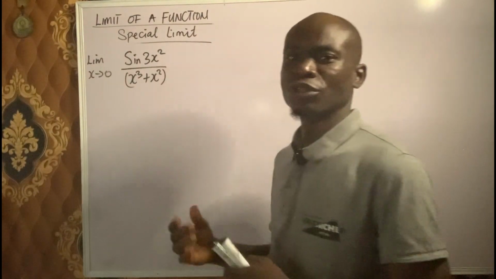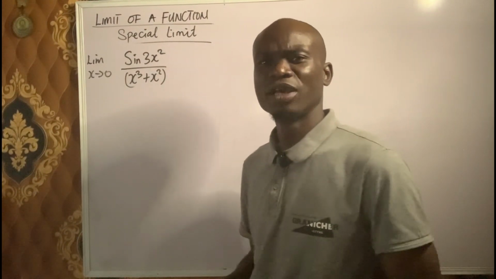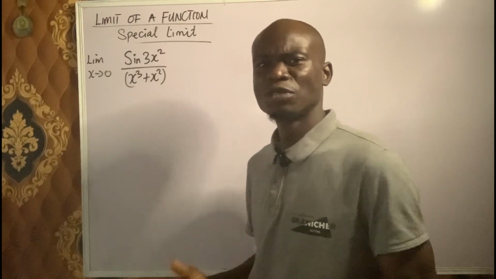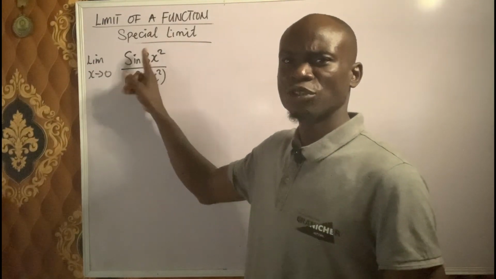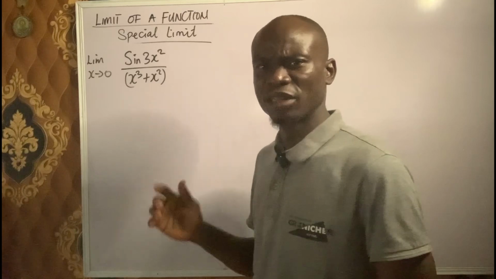Okay, this is another situation of special limit that involves sine. So what we can do here is make the sine become a special limit. As you can see, we have sine 3x squared. So 3x squared is the function sine is carrying, so we can use it to multiply and divide.